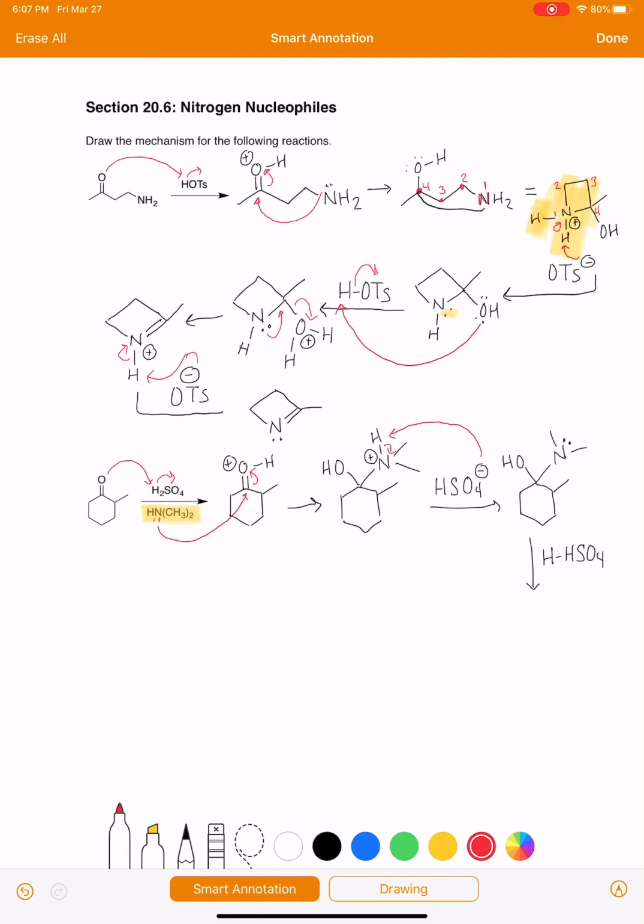And so now, because we have a strong acid in the presence of an oxygen, we're going to go ahead and protonate that oxygen. That's going to give us a good leaving group, water, and our nitrogen with 2 methyl groups. The water molecule is going to leave, and the lone pair of electrons on the nitrogen are going to come down and form a carbon-nitrogen double bond.